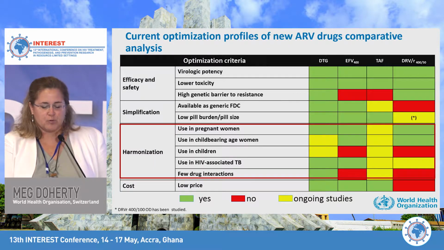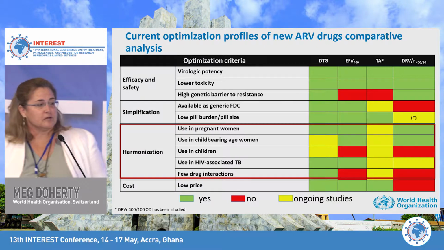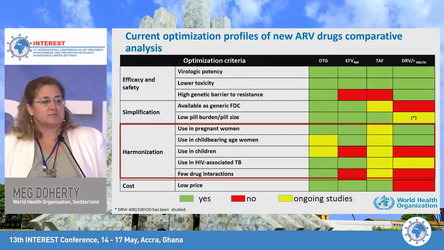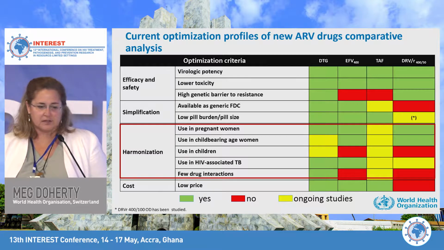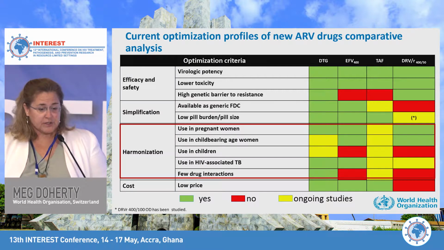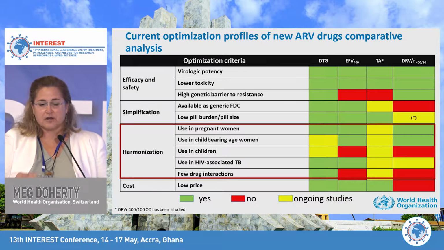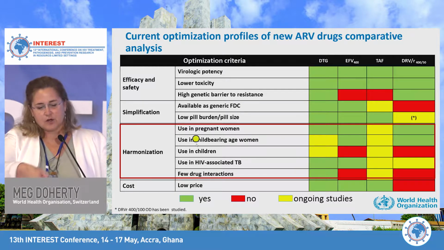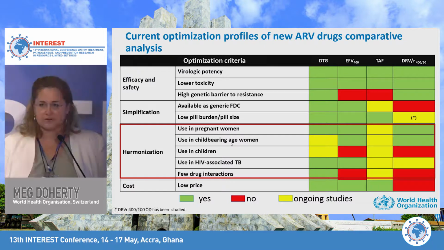And for the longest time, we were working towards efficacy and simplification, but after the past year, with the issues of the signal of neural tube defects with dolutegravir, as many of you know about, our focus has become more and more around harmonization. How do we use our drugs safely in pregnant women, childbearing age women, children, those with TB, and those who have other drug-drug interactions. And as you can see from this slide, for many of our drugs that are the most important ones for our first line, we still don't have enough information in this group around harmonization, and that's the area of optimization that we want to move more quickly in the coming years.